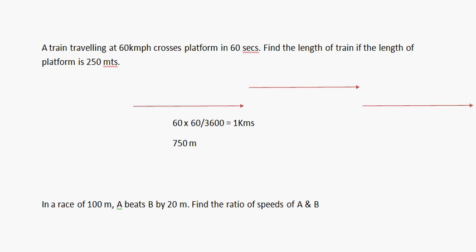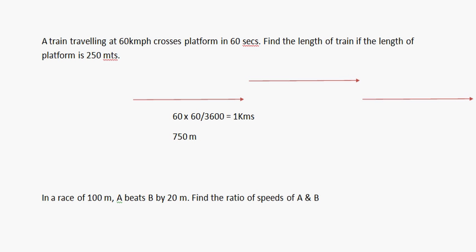The question says in a race of 100 meters A beat B by 20 meters. What does this mean? This means that when A has just reached the final mark, which is 100 meters away from the starting point, B has just covered 80 meters, right? Which means in the same time A has covered 100 and B has covered 80, right? And A has beaten B by 20 meters. So B has fallen short of 20 meters before reaching the final destination, right? So this is the meaning of this question.